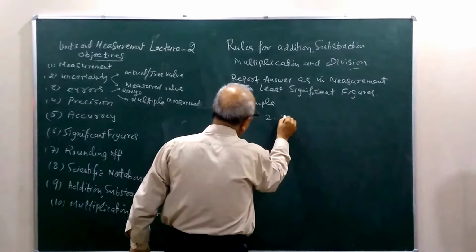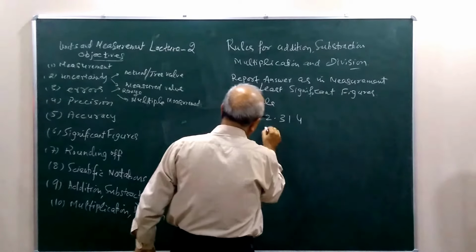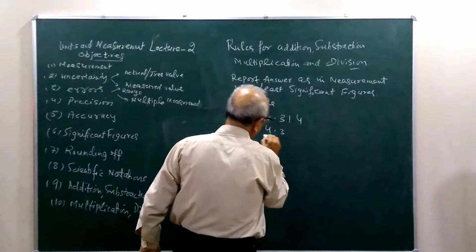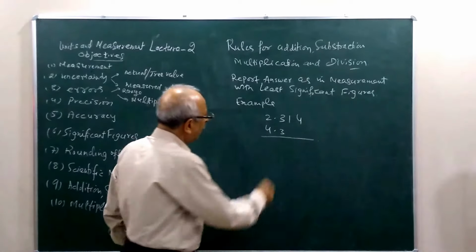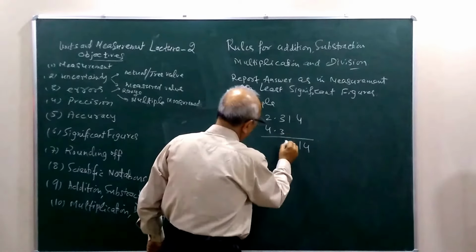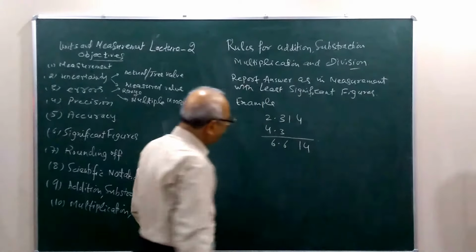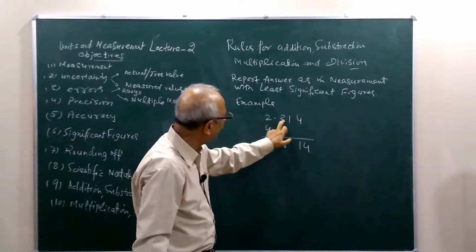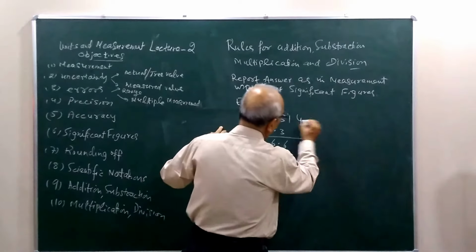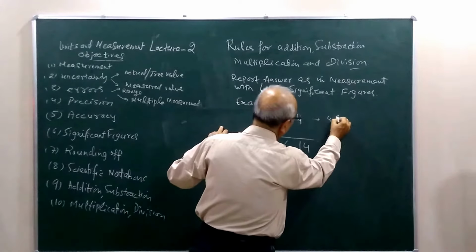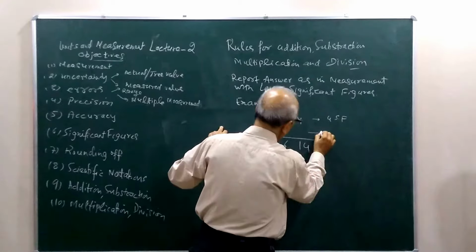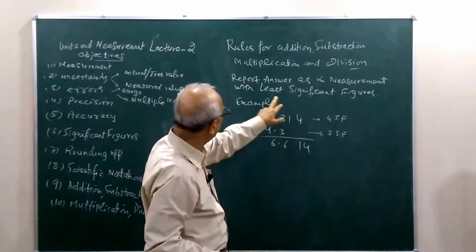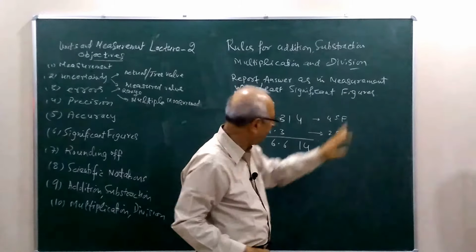Let me add 2.314 and 4.3. Now here, 4.3 has only two significant figures. This measurement, 2.314, has 1, 2, 3, 4 significant figures. This measurement has 4 significant figures. This measurement has 2 significant figures. The answer will be reported with the least significant figures.